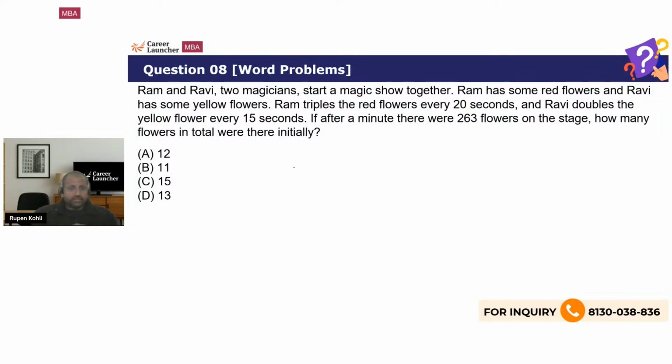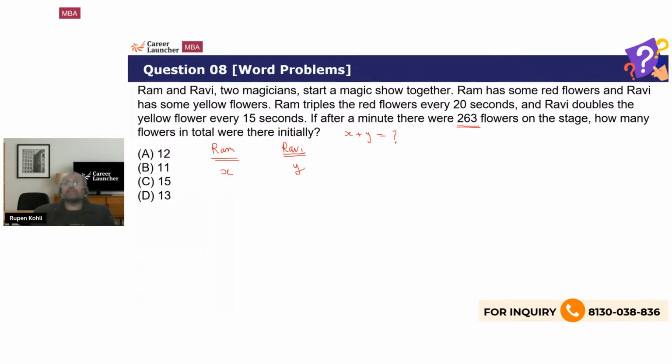There are two magicians, Ram and Ravi, who have some number of flowers initially. Let's call that X and Y respectively. The question is asking what is X plus Y? How many flowers in total were there initially? There are 60 seconds, 1 minute, for which the magic show is running, right? Because after a minute there were 263 flowers.